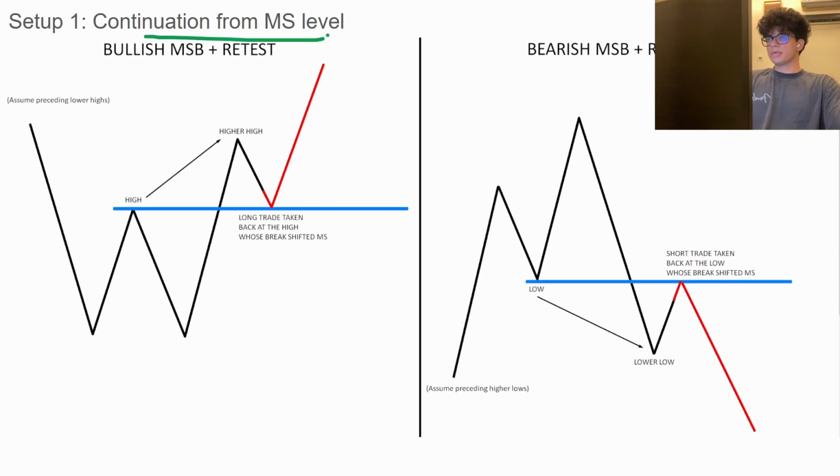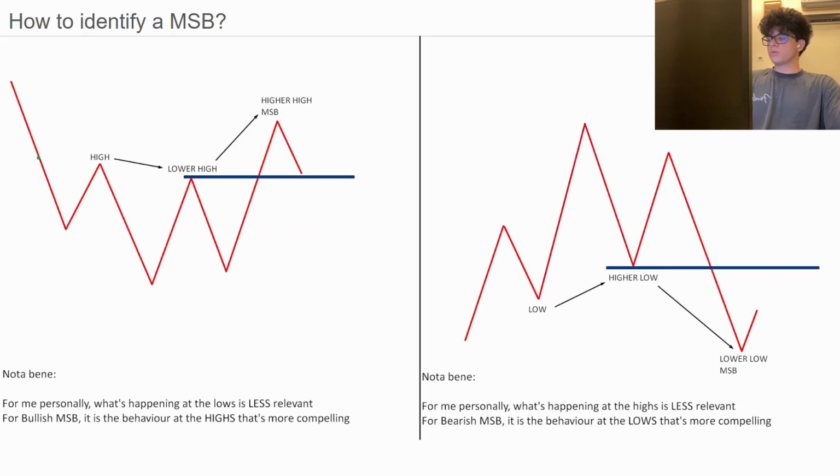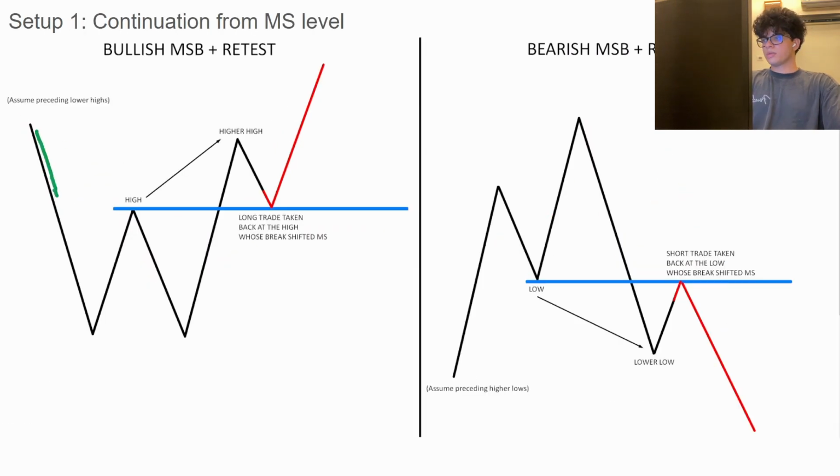Number one, continuation from market structure level, right? So here, same thing which we saw here. Price is going down, price is in a downtrend. It makes a lower high. This is a lower low. Then price fails to make a lower low and breaks this lower high and then forms a higher high, right?